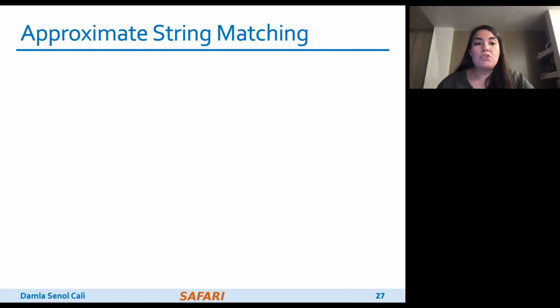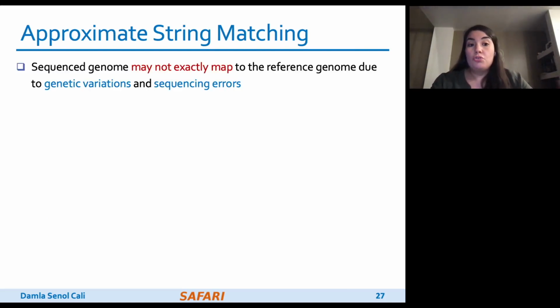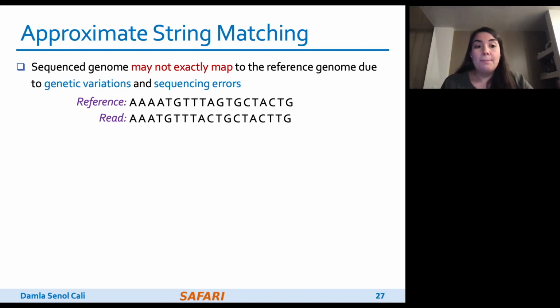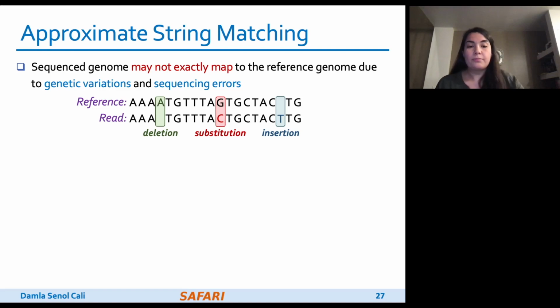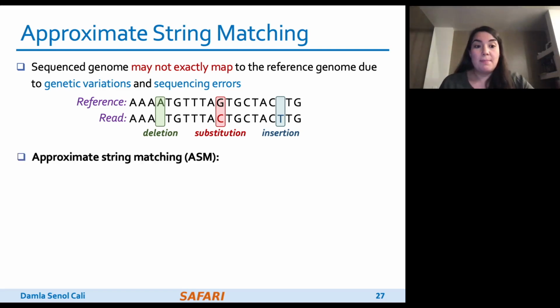Let's look at approximate string matching and the BiTAP algorithm in detail. As I introduced, the reads may not exactly map to the reference genome due to genetic variations and sequencing errors. And as we can see from this example, these errors and differences, which are also known as edits, can take the form of deletions, substitutions, or insertions. So we need approximate string matching.